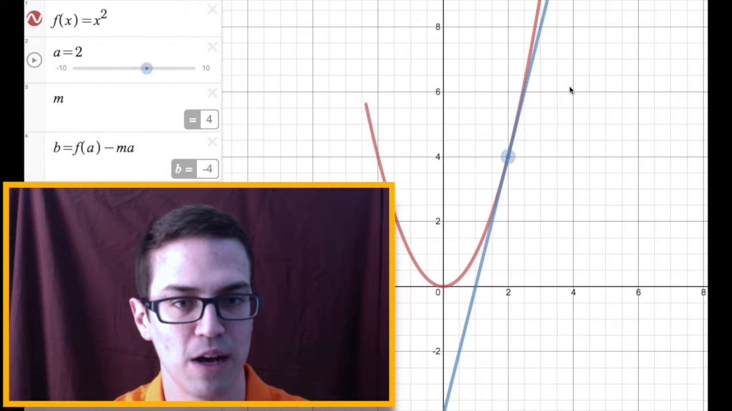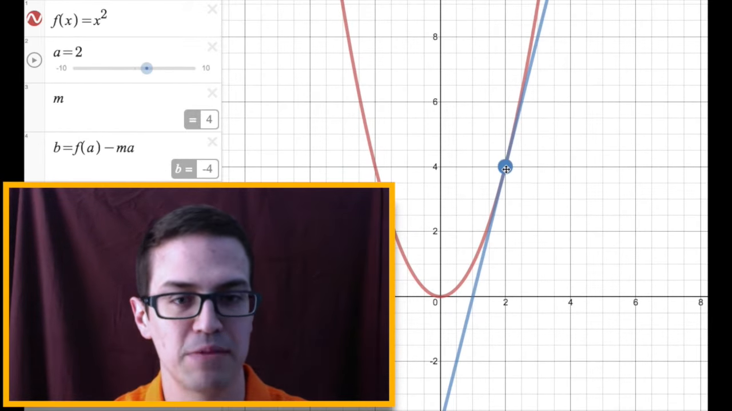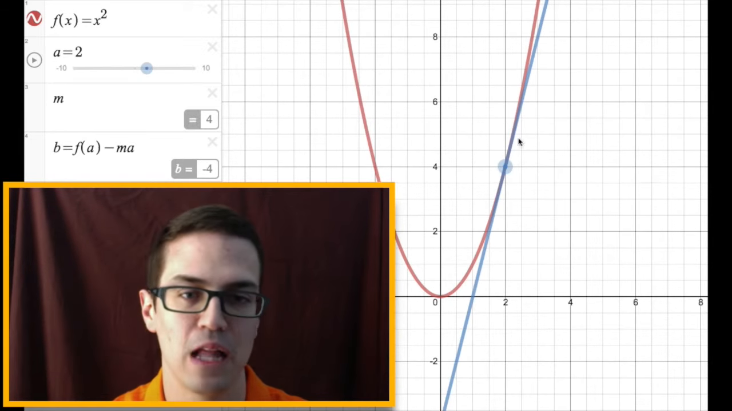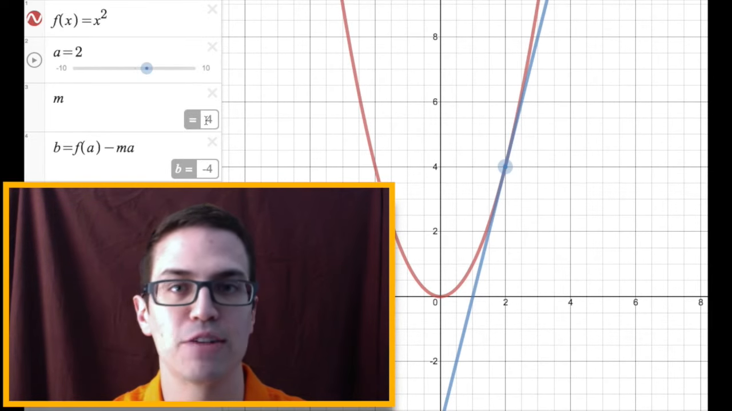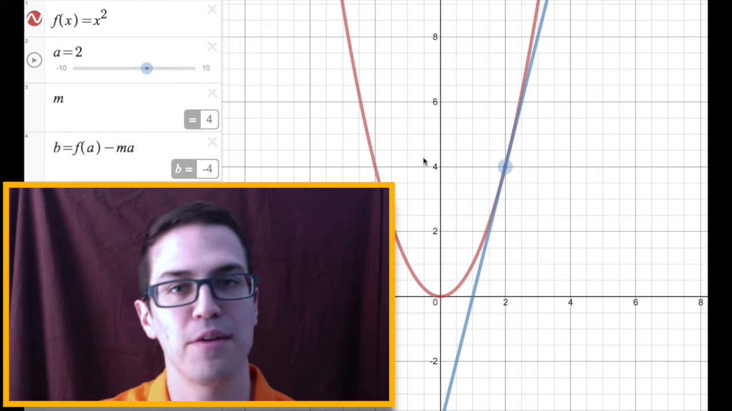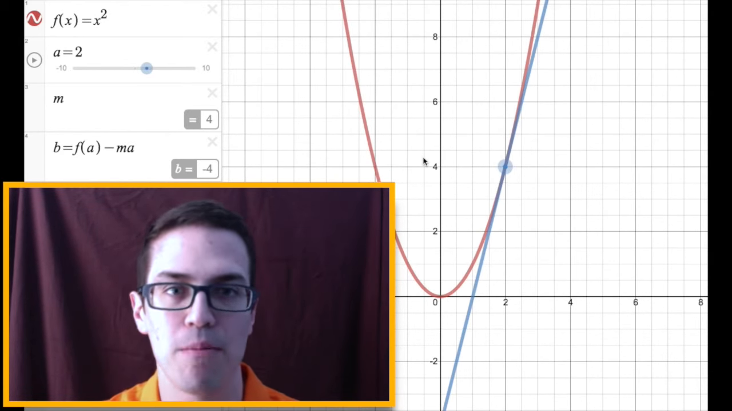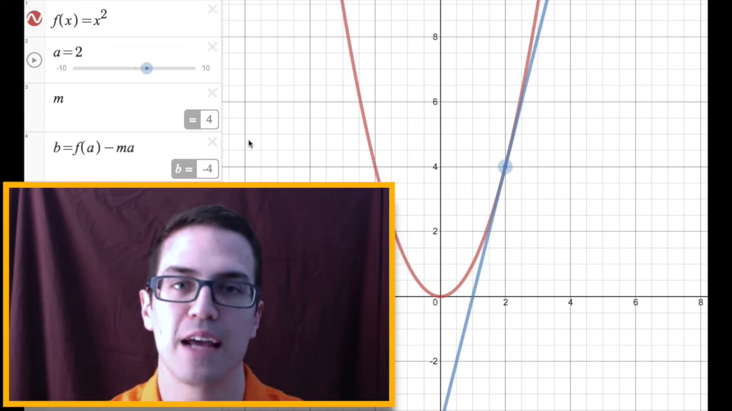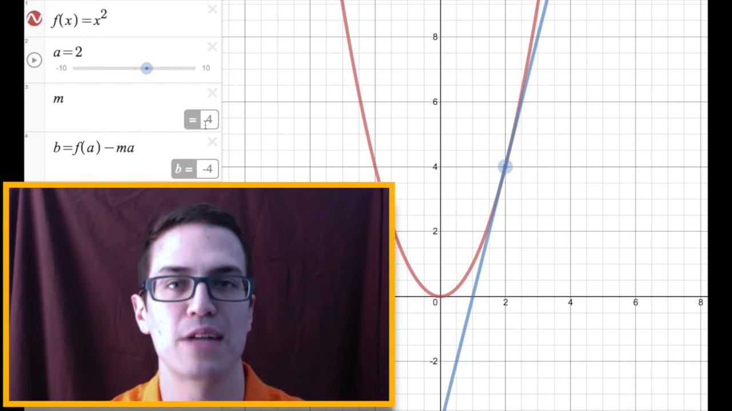If I zoom out a little bit, you can see that it's touching that point right there, and it's forming that line. Now the slope of that line right here is 4, and the b is -4. So it shows that the math that we did previously for this problem works out, and it does, in fact, have an equation of a tangent line of 4x minus 4.